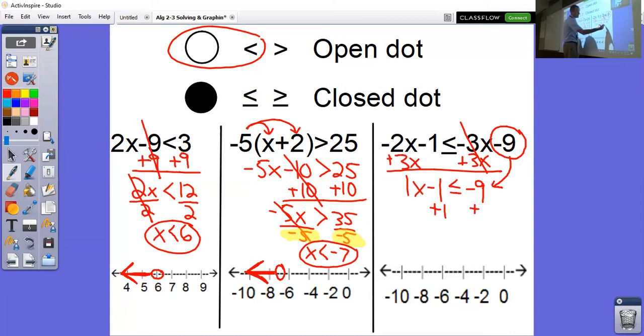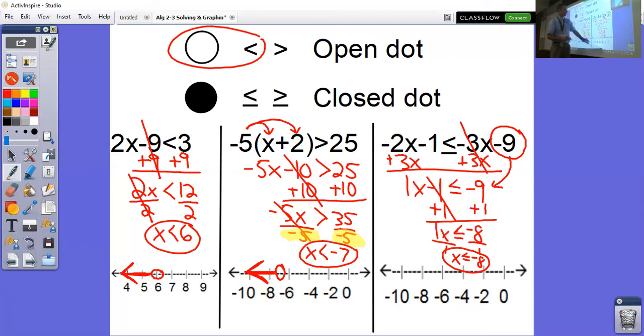Now we have a two-step inequality, so add 1 and add 1. So we have 1x is less than or equal to negative 8. Divide by 1, divide by 1. X is less than or equal to negative 8. We don't flip the sign on this one because we're dividing by a positive 1. Yes, there's a negative sign in the problem, but we're dividing by a positive, not a negative.